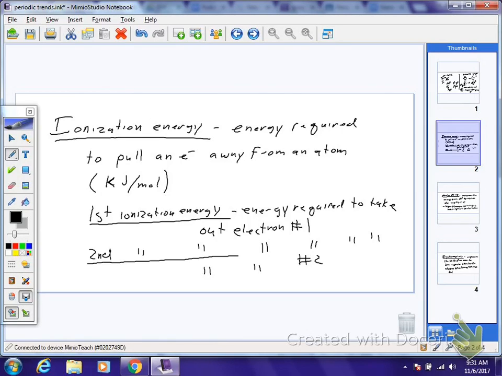The next one is the opposite. It's the willingness of an atom to accept an electron. And it's the analogy I use with Christmas. As a little kid getting something really neat for Christmas, and the excitement level just goes up.